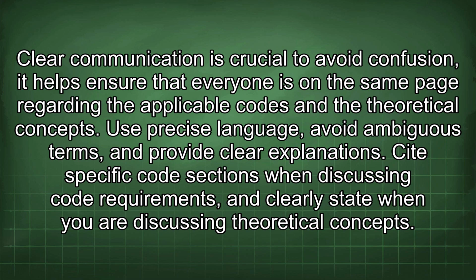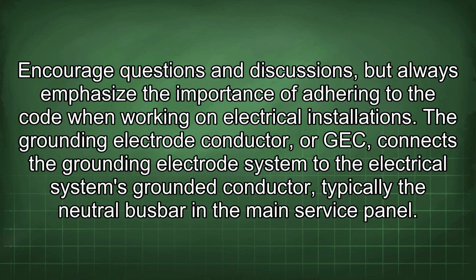Clear communication is crucial to avoid confusion. It helps ensure that everyone is on the same page regarding the applicable codes and the theoretical concepts. Use precise language, avoid ambiguous terms, and provide clear explanations. Cite specific code sections when discussing code requirements, and clearly state when you are discussing theoretical concepts. Encourage questions and discussions, but always emphasize the importance of adhering to the code when working on electrical installations.